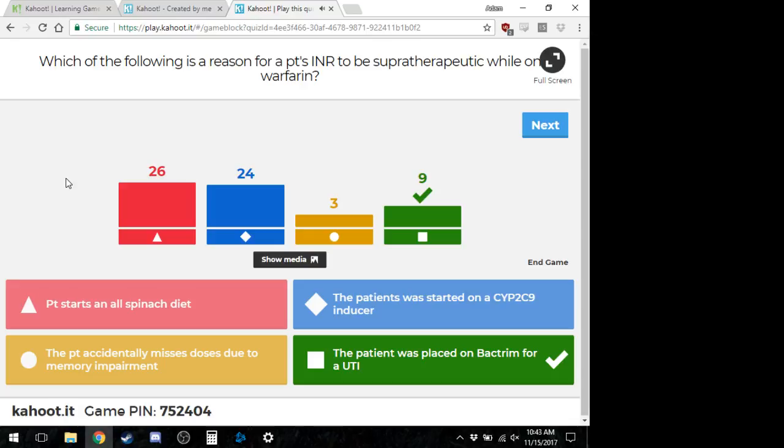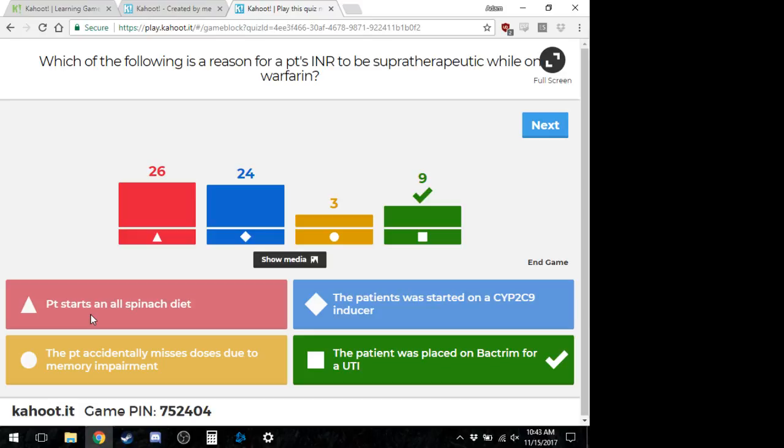Okay. So supertherapeutic means the INR would be too high, right? So they come in and the INR comes back and it's like 5 or 6 or something like that. You're shooting for 2 or 3 and it comes back much higher than that. So as a reason for that, why would it not be an all spinach diet? That would lower INR, right? Because you're providing extra vitamin K, and don't just say K, because that can be confusing if you mean vitamin K or potassium, right? So be careful with that.